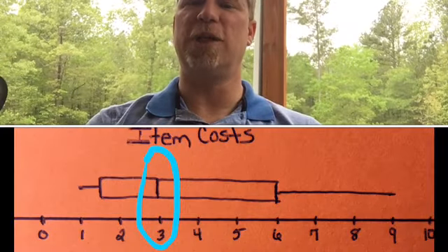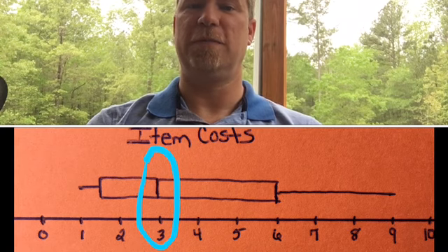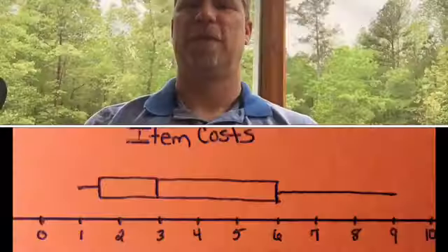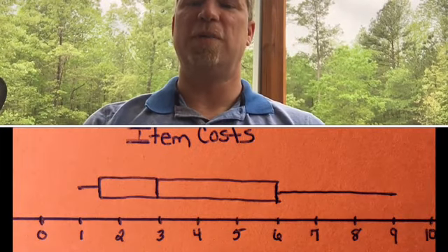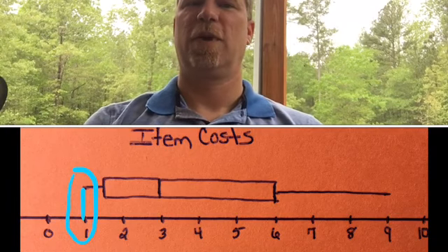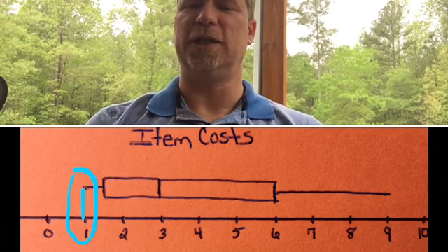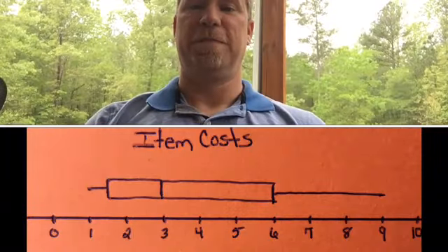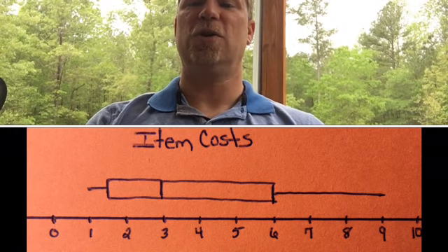What is the median cost of the items that I bought? The answer to question number 1: the median cost of my items was $3. Question 2. What was the lowest cost item I bought? The answer is 1. The lowest cost item I bought was $1. Question 3. What is the interquartile range?